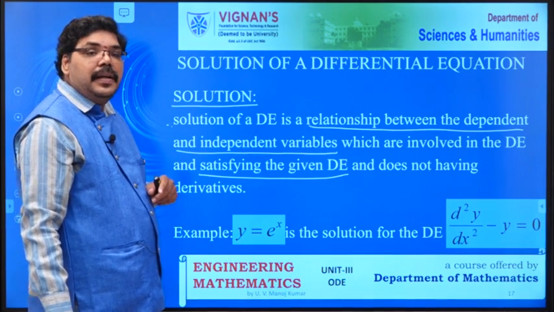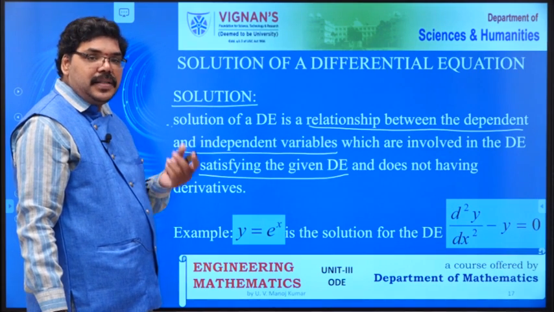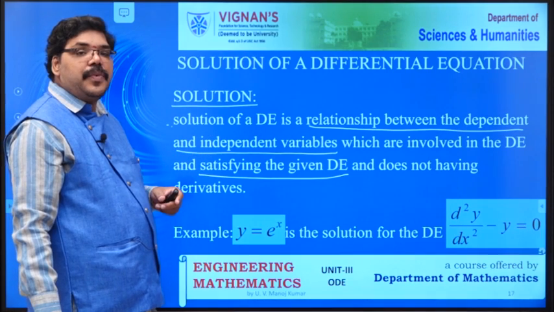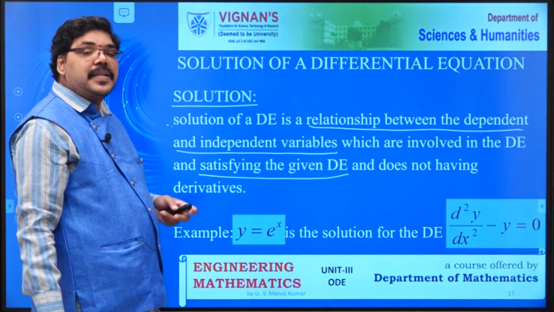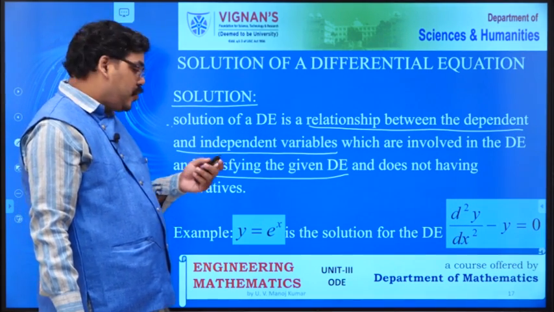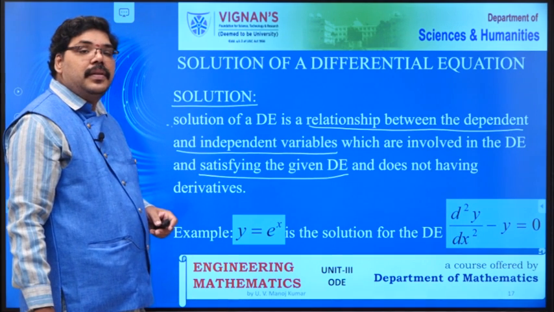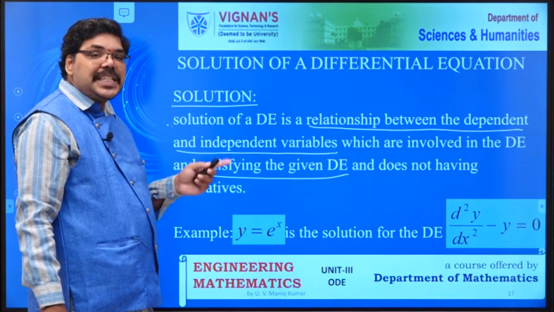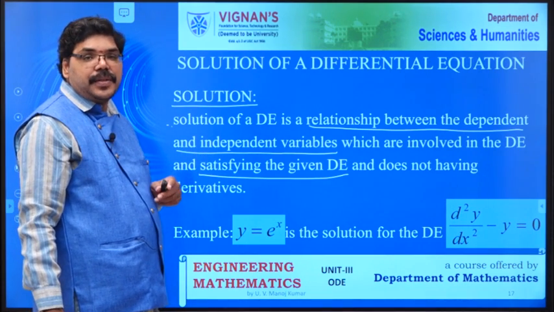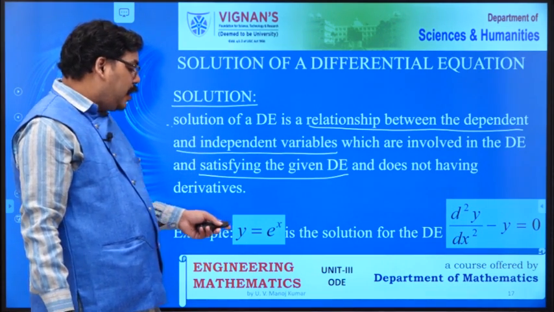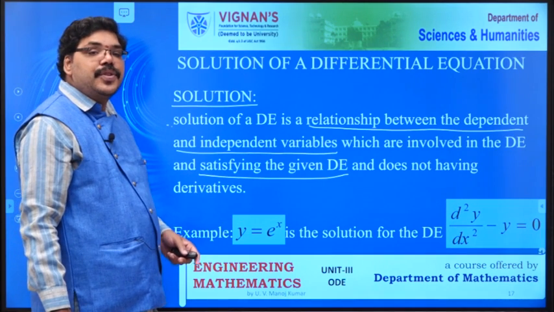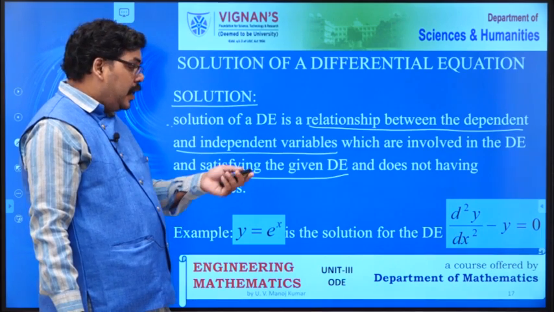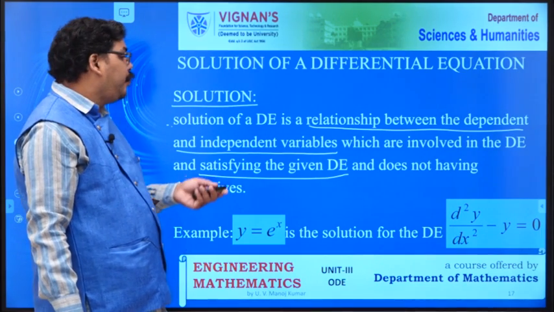So is my differential equation satisfied? Yes. Both y is e power x, d square y by dx square is e power x. e power x minus e power x equals 0. So this is a solution. So what should a solution do? It should satisfy the given differential equation. Okay. So here y equals e power x is a solution for that differential equation d square y by dx square minus y equals 0.